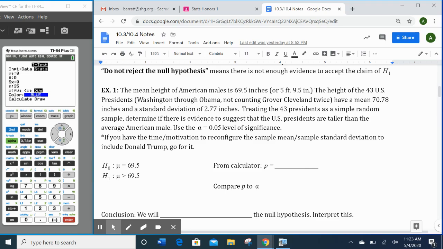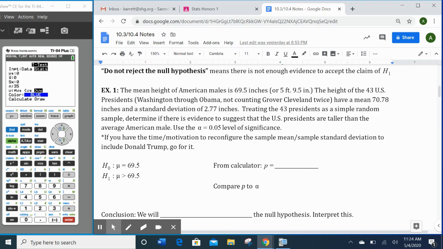So the null hypothesis is that the mean height of American males is 69.5, and this researcher is suggesting that the mean of this random sample of 43 people is greater than that. So I am going to use the data that they're giving me to find a p-value.